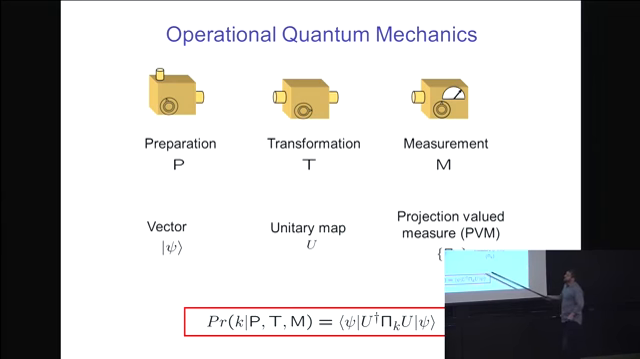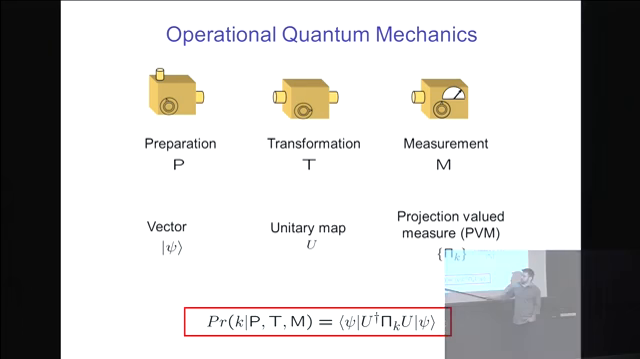So the algorithm now has to specify, for a given preparation, transformation, and measurement, what the probabilities of the different outcomes are. And the way quantum theory does that is just by saying, take the unitary, act it from the left side, and act the adjoint of the unitary from the right side in this formula. And that will give you probabilities.